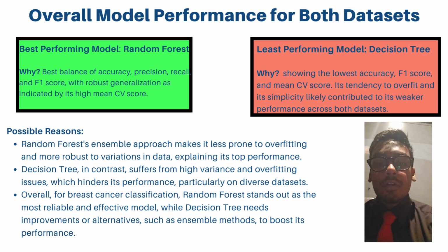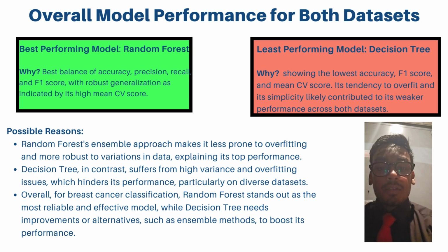Overall model performance for both the data sets. Best performing model is random forest. Why? It provides the best balance of accuracy, precision, recall, and the F1 score with robust generalization, as indicated by its high mean CV score.